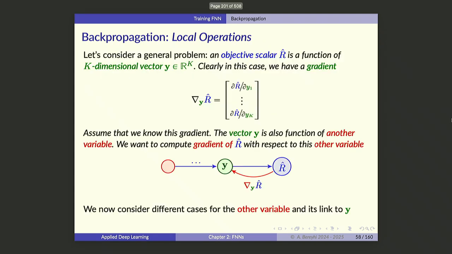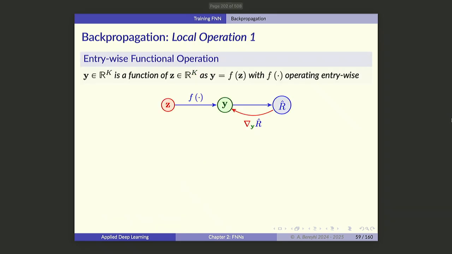So let's start with the first local operation. I'm going to solve 3 of those, and for each of them, I think of one specific variable here and one specific function here, and I try to do that. Once you get those 3 operations, then you can backpropagate over one MLP. So let's start with a very simple one. The first one is entry-wise functional operation. So what I assume, once again, I do have this gradient, the gradient of r hat with respect to y. I do have it.